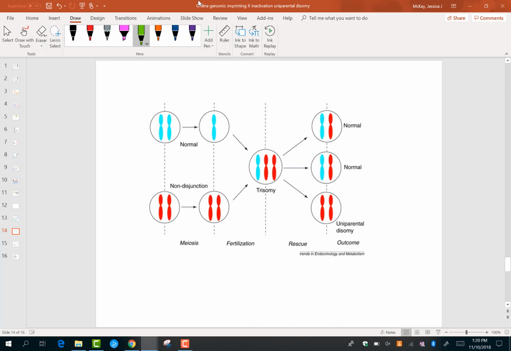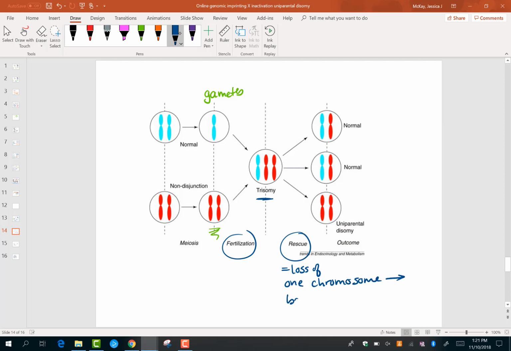Okay, so here we go. We start off and we produce gametes, and one has had a non-disjunction event. When fertilization happens, so you're not going to get trisomy until you get fertilization, now we have trisomy. We have 1 from dad, 2 from mom. Rescue, which we just talked about, means the loss of 1 chromosome. And it's rescue because you're now back to the normal diploid state.